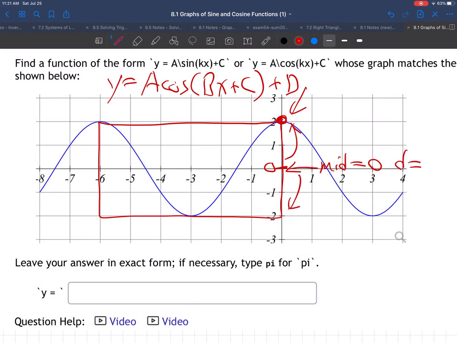I'm going to make it a capital D. Doesn't really matter, but D equals 0 because D is the middle. Okay, and how far above and below? The amplitude is 2. It goes 2 above and below the middle. So we've got the A, we've got the D. We're halfway there. We just need the B and the C now, and we've got the whole formula.